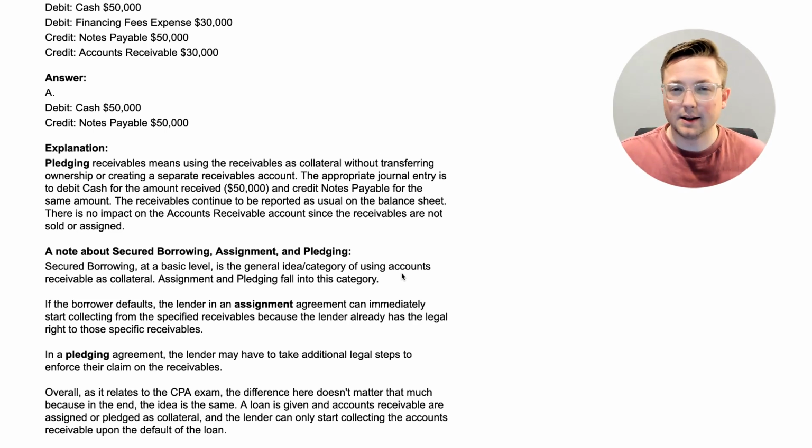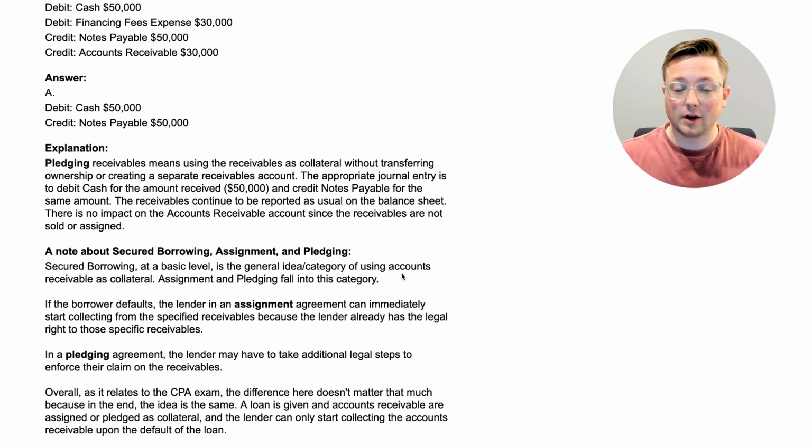So that's why it's quite similar, and it doesn't seem to really matter that much because the only thing you really need to remember is that with assignment and with pledging, those accounts receivable, nothing really changes with them. They're just collateral until the loan is defaulted on. That's when the receivables can be taken, and that's where the difference for assignment and pledge is, how quickly those can be taken and who has the legal right and things like that.